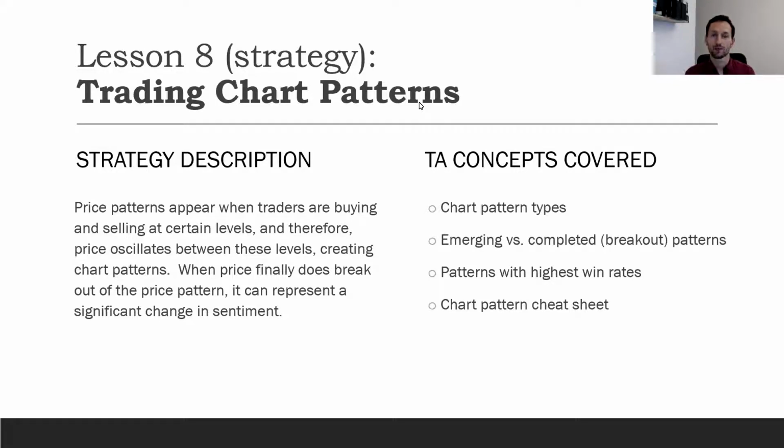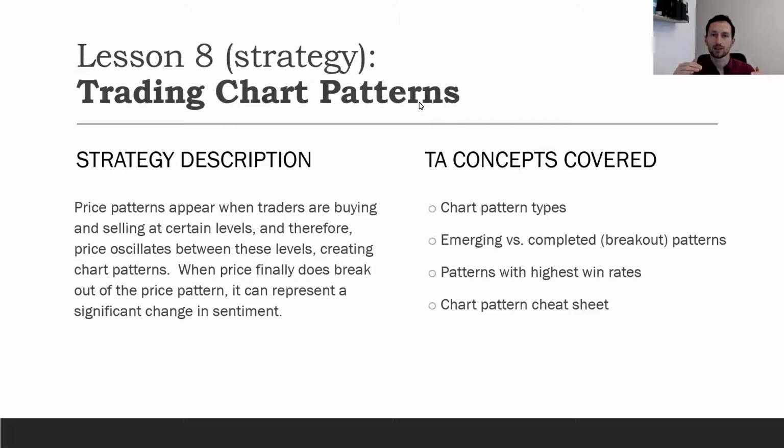And so as these battle lines form over time, they form a certain pattern, and that reflects really the psychology of the supply and demand picture, or dynamics, in the market. And we'll look at a number of those examples. But again, as the slide indicates, price patterns appear when traders are buying and selling at certain levels, and therefore the price oscillates between these levels. These levels are called trend lines.